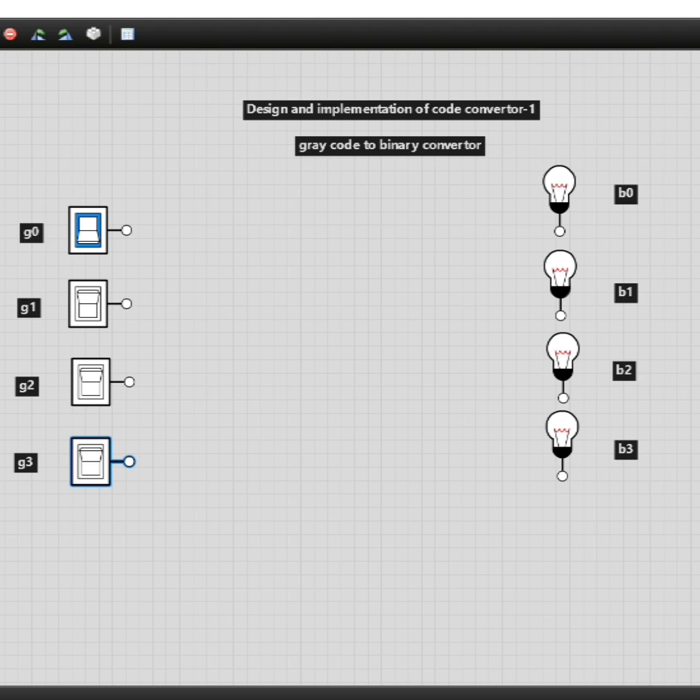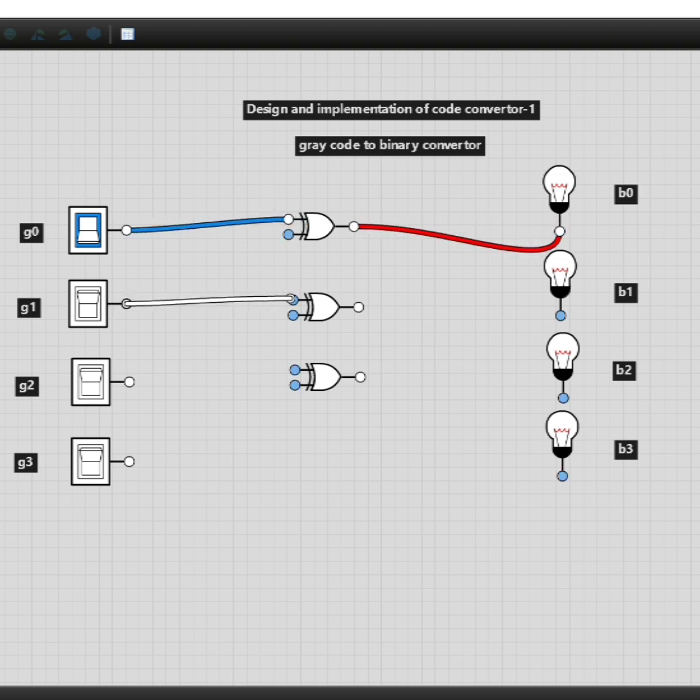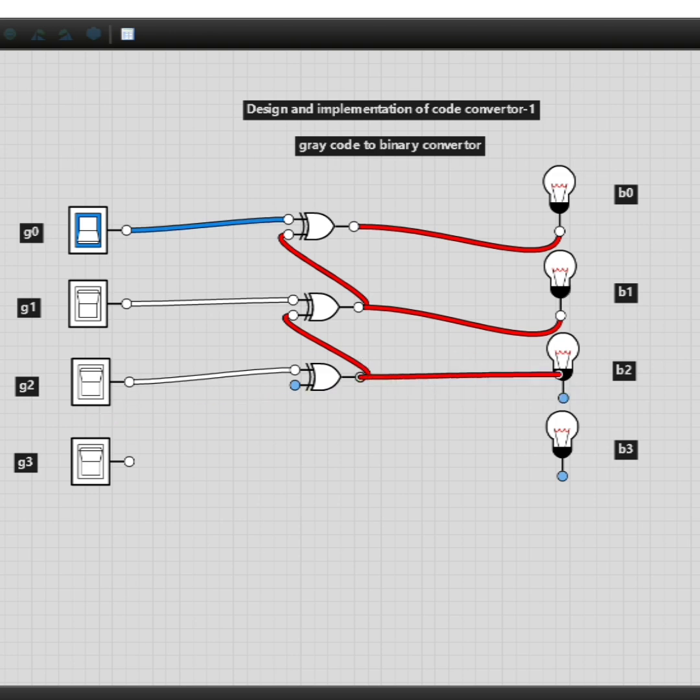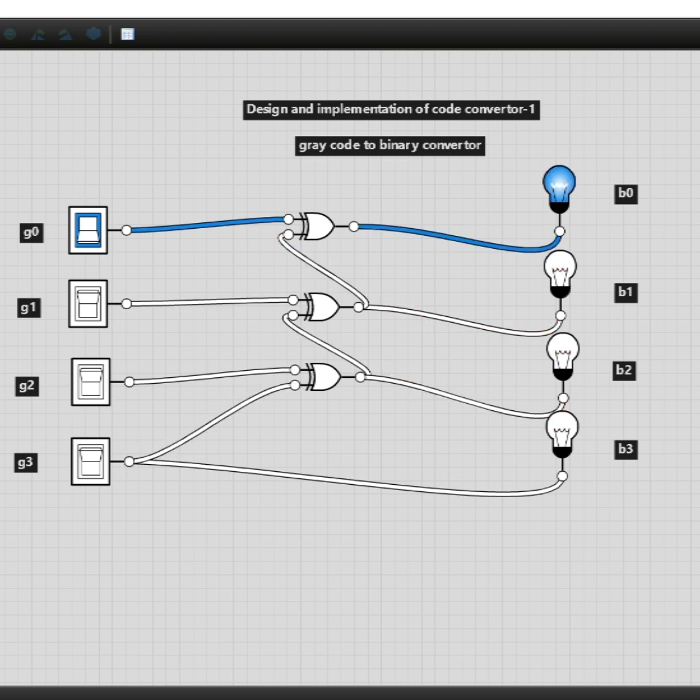Next one is gray code to binary code converter. For this you need 4 inputs, 4 outputs. The inputs are G3, G2, G1, G0. The outputs are B3, B2, B1, B0. In addition, we need 3 XOR gates.